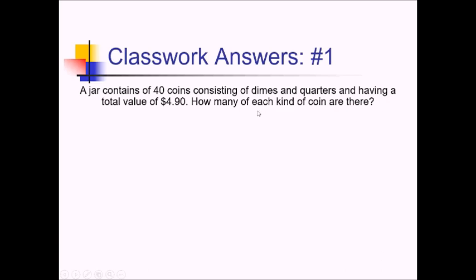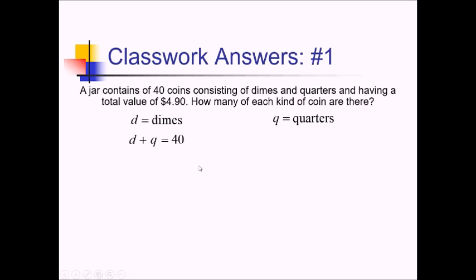We want to know how many dimes there are, so we'll let D represent the number of dimes, and we also need Q to represent the number of quarters. Let's create two equations now using these variables. They told us that we had 40 coins. We know that if we take the number of dimes, D, and add to that the number of quarters, Q, that should all add up to 40. So we can say that this equals 40.